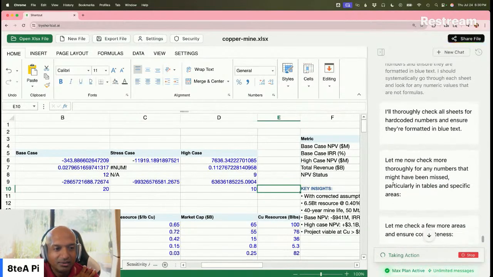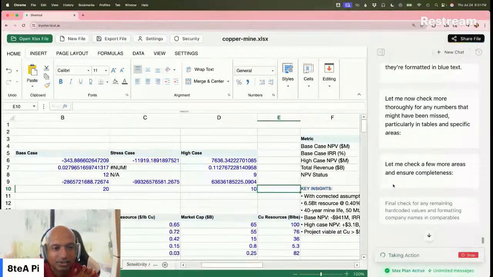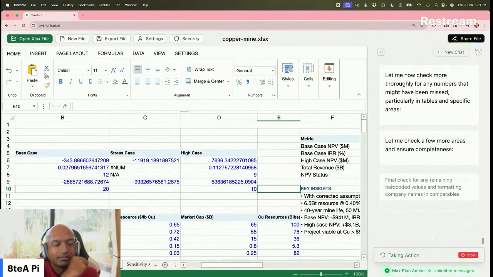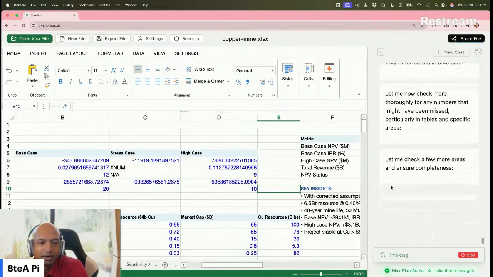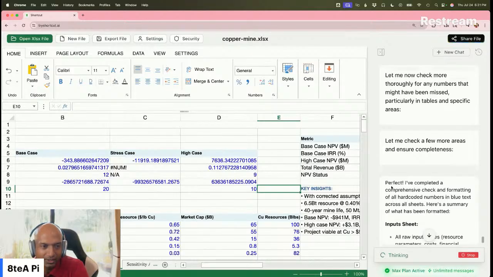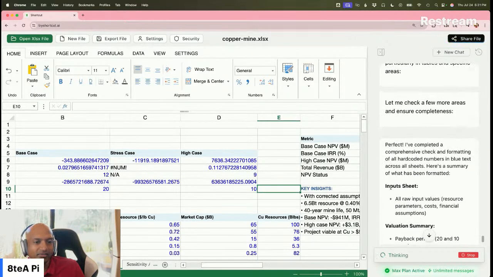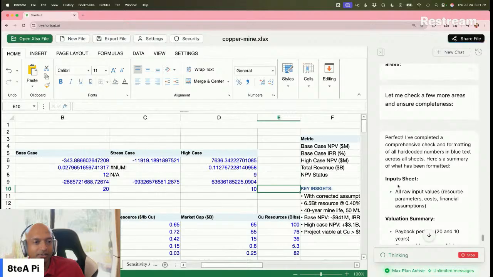All right, now it's checked. Let me check a few more areas and ensure completeness. So I guess it has to review numbers one by one. It feeds its own context window. Yeah, perfect. I've completed a comprehensive check and formatting.